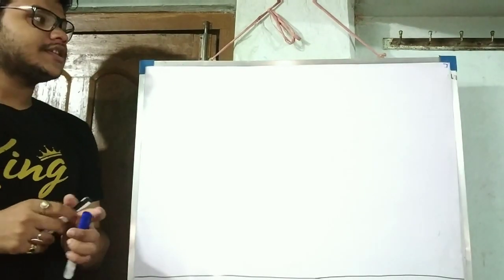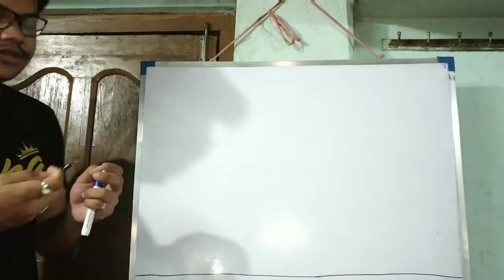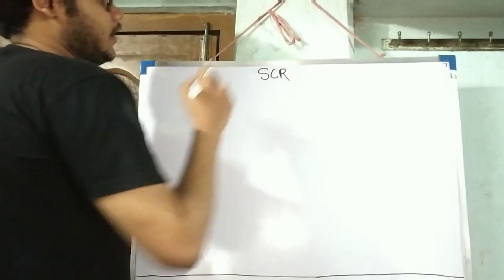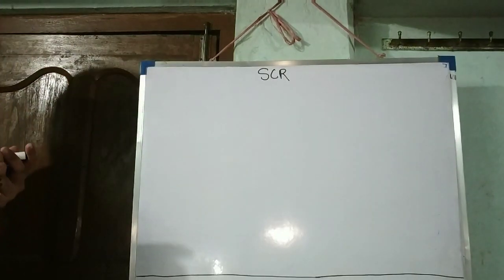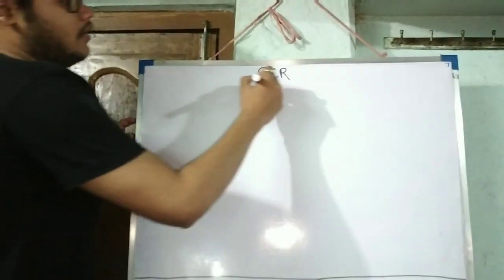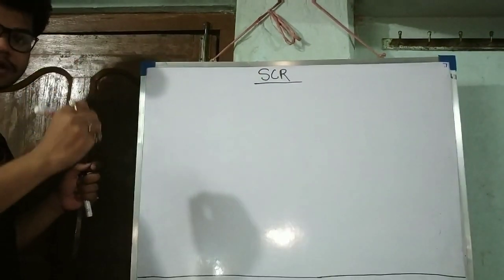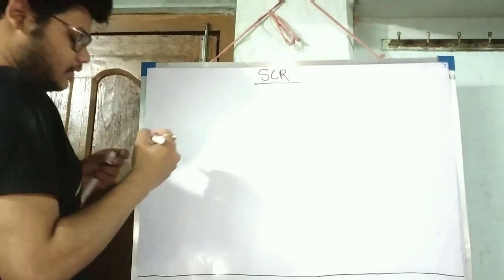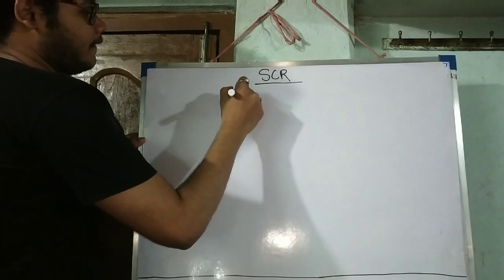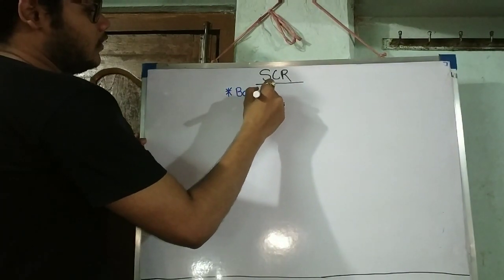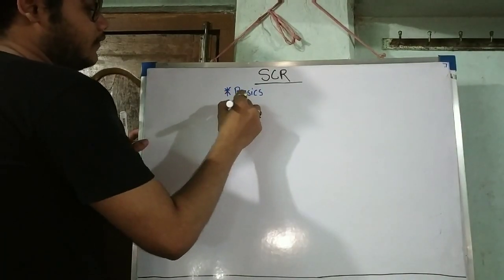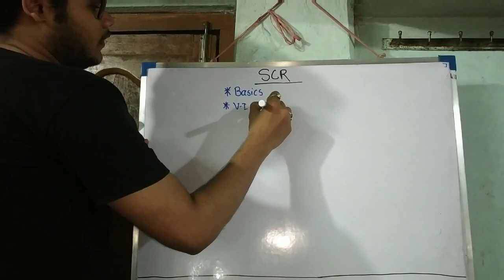Today we will start one of the most important topics in the first chapter, that is SCR. Let us see what topics we will learn in the SCR chapter. This is in the first chapter, that is your semiconductor devices. Let's see what subtopics we will learn. First of all, the basics of SCR, their working principle and all, and then VI characteristics.